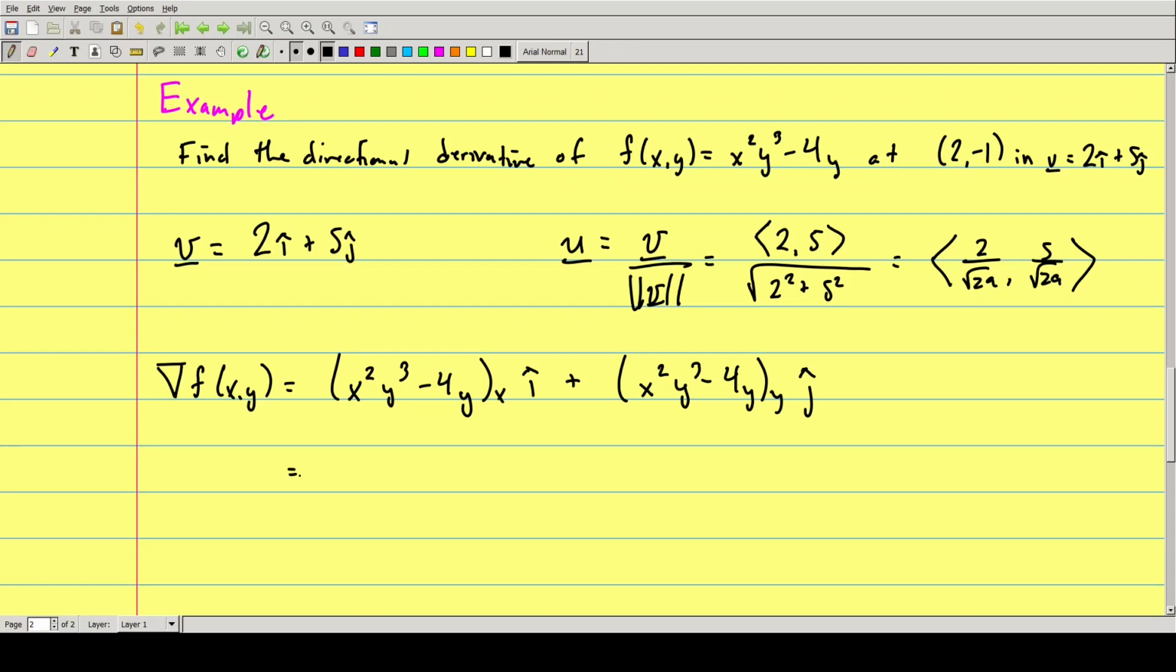Okay. You could probably have skipped that particular step of writing. I'm just being as explicit as possible here. We differentiate with respect to x here. We get 2xy cubed times i plus, here we're going to get 3x squared y squared minus 4j.